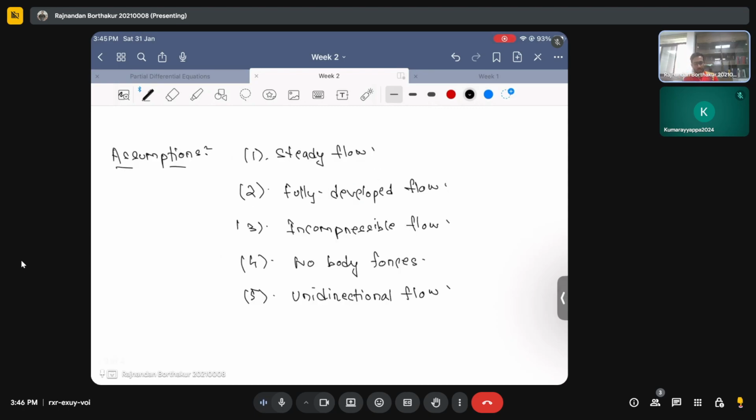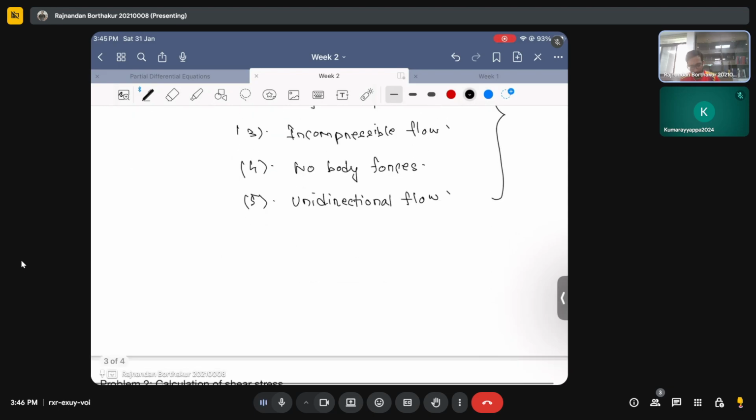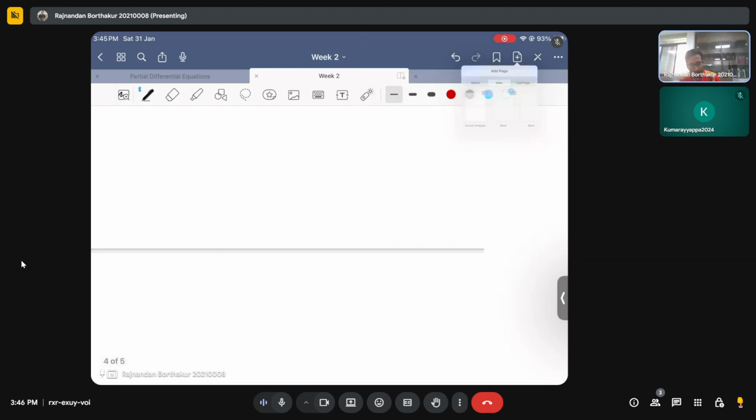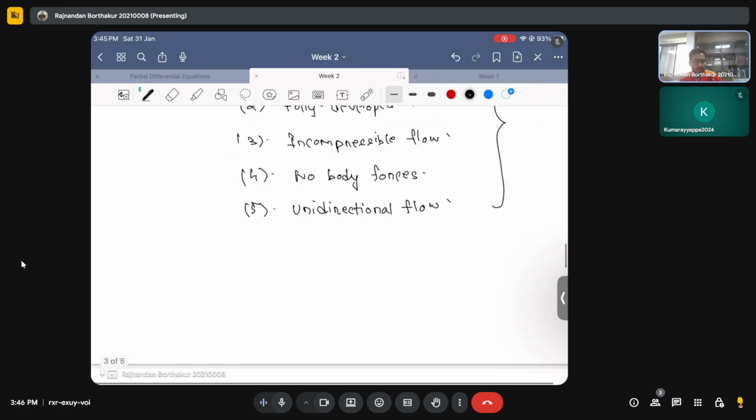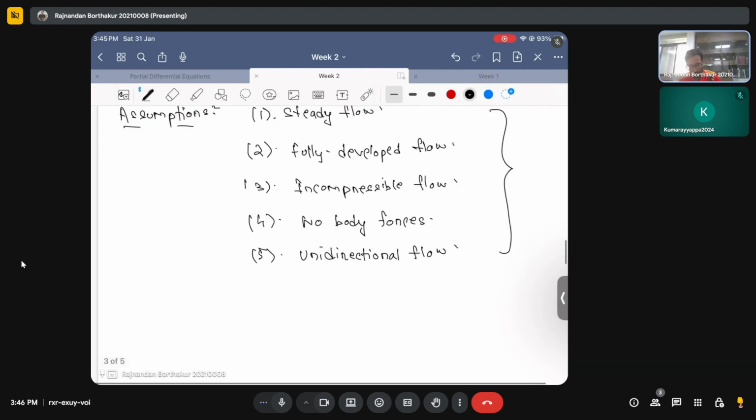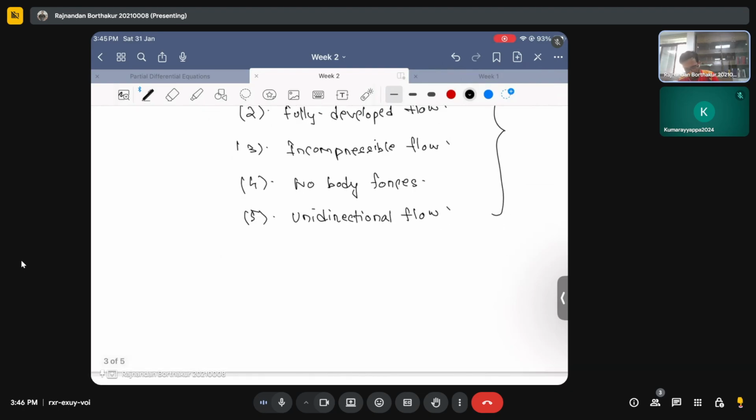I believe the assumptions are clear. These are the main assumptions. There can be some other assumptions as well, but these are at least the main assumptions that you should write and consider when you are using the Navier-Stokes equation. So if we are done with the assumptions, and I believe you are with me on this so far, then let's write the governing equations.